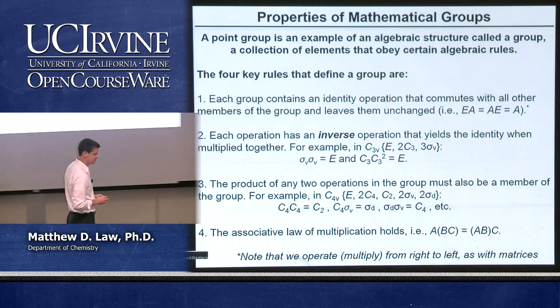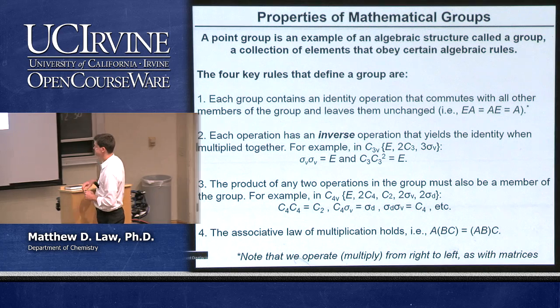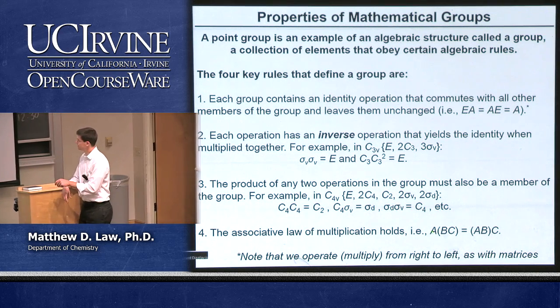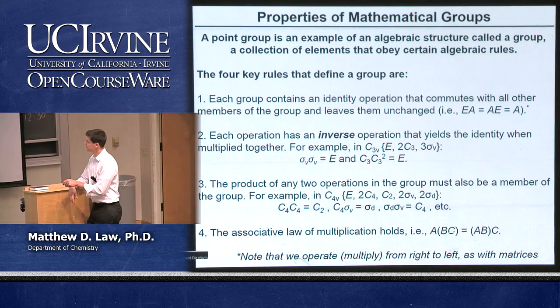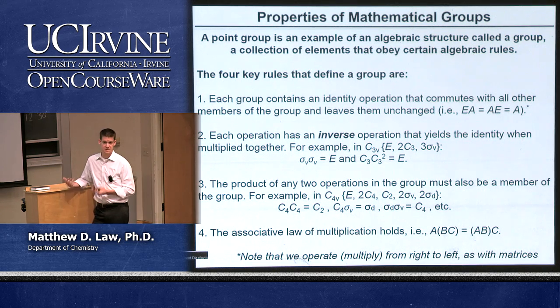And the fourth rule is that the associative law of multiplication holds. So if we have three operations, A, B, and C, it doesn't matter if we do C and B combined first and then A, or if we do C first and then B and A combined. As long as they're done in the same order, you get the same result. Okay? So associative law of multiplication.